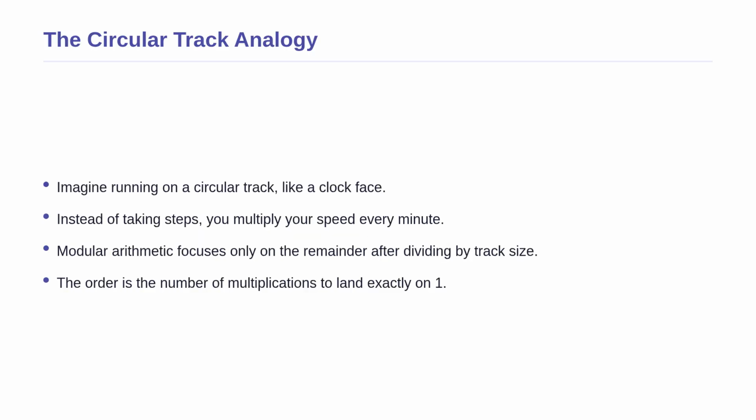Now that we know our topic, let us build some intuition. Imagine you are running on a circular track, much like a clock face. But instead of taking normal steps, you are multiplying your speed by a certain number every single minute. Because the track is circular, you will eventually pass the starting line again. In mathematics, this circular track is called modular arithmetic, which simply means we only care about the remainder after dividing by the size of the track. The order of a number is exactly the number of steps it takes for you to land perfectly back on the number 1 for the very first time.